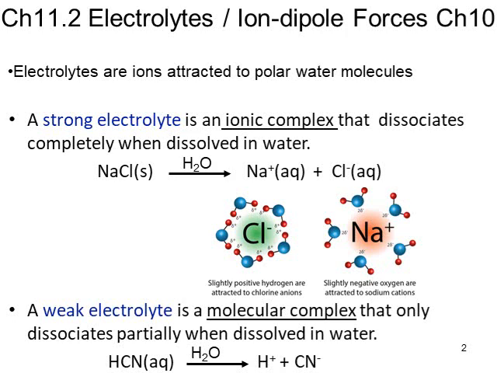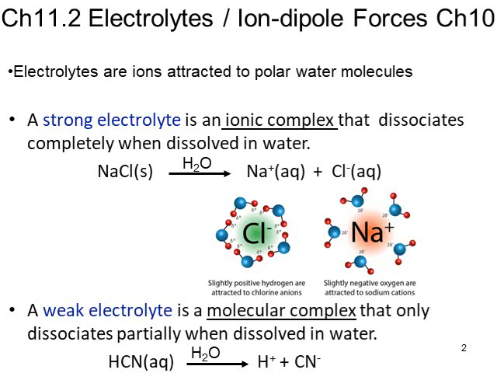Nonetheless, ion dipole force comes from the attraction between the ionic charge on the ions in these salts and the dipole in the water molecule. So the positive side of the water molecule is attracted to the negative anion. The negative side of that water molecule is attracted to the positive cation. And as a result, they circle these ions and dissolve them in solution.